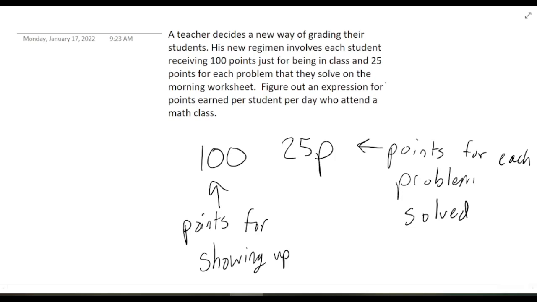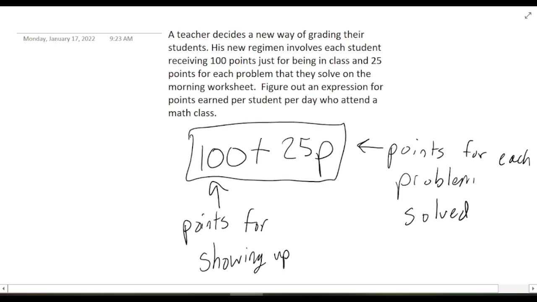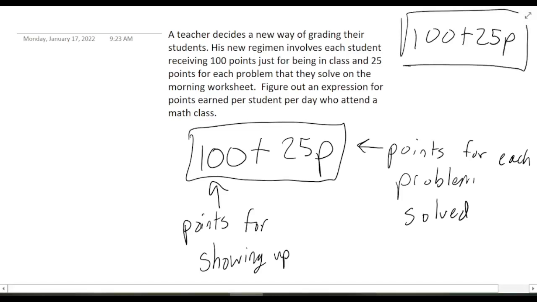The second part is that for points earned per student per day who attend the math class. In order to figure out how many points a student earned on any particular day, you would have to add the points that they earned for showing up, which is 100, plus the points that they earned for each problem that they solved. And this is our answer. So 100 plus 25P would be the expression that best describes the situation.